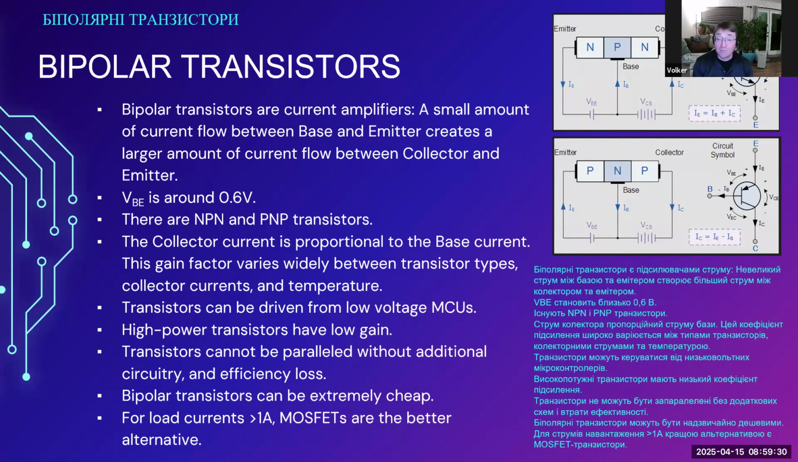Bipolar transistors are current amplifiers. A small amount of current flow between a base and emitter creates a larger amount of current flow between collector and emitter. That is just the working principle. The voltage that needs to be achieved to create this current flow is 0.6 volts. This is the standard voltage for a PN junction. That is the voltage between base and emitter.